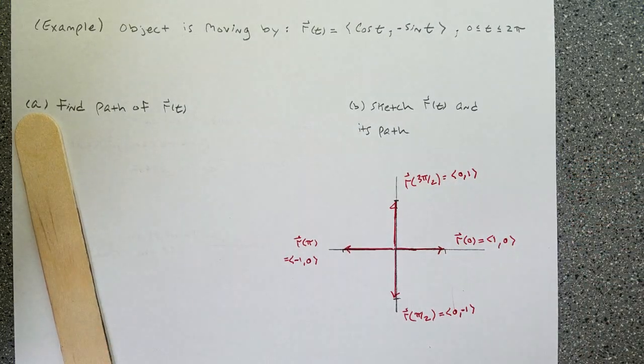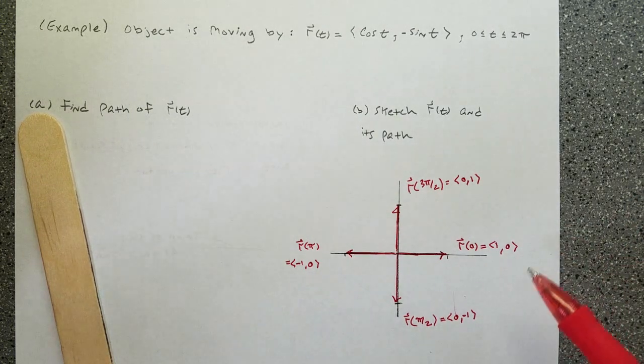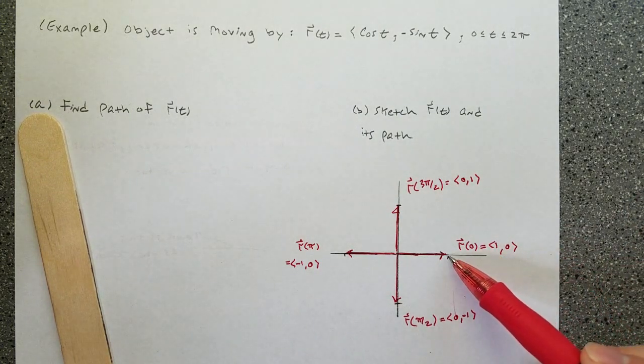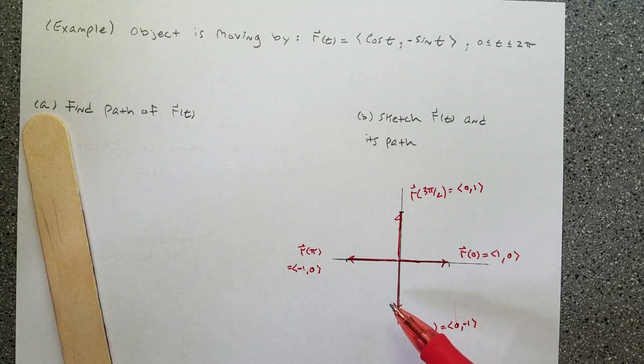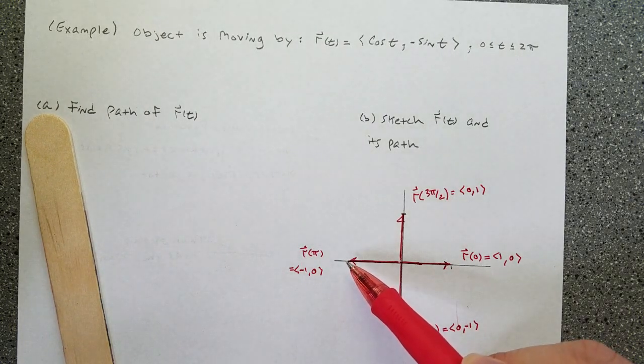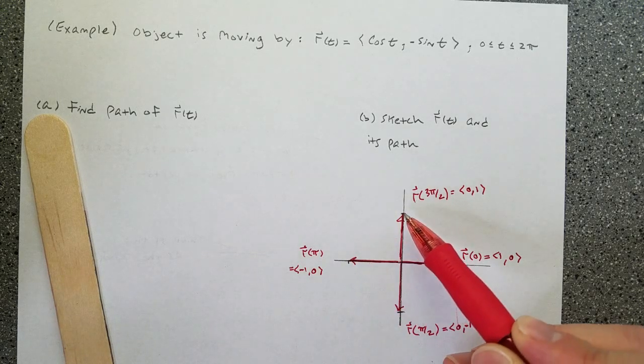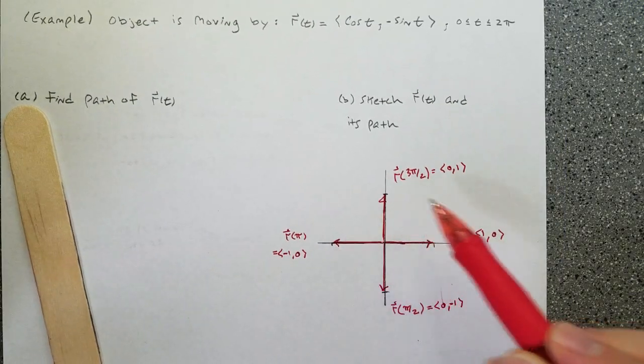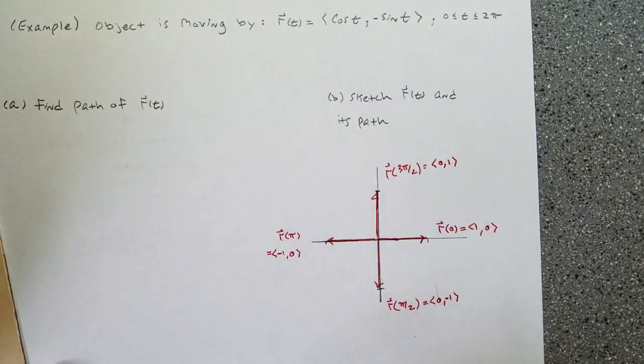Okay, so what all that tells us is that you start here, and then pi over 2 seconds later, you're here. And then pi over 2 seconds after that, you're here. And then pi over 2 seconds after that, you're here. It doesn't tell us how. It doesn't tell us the path.